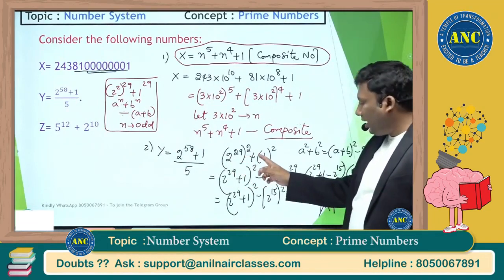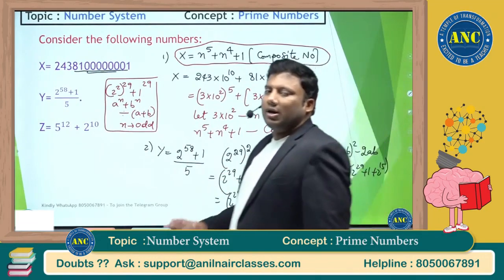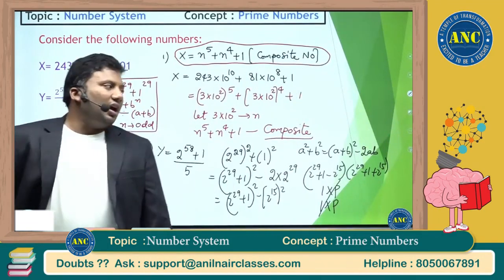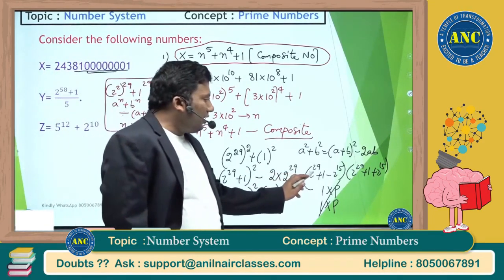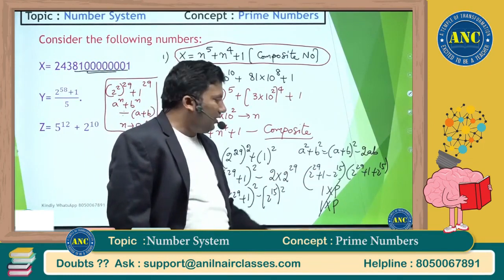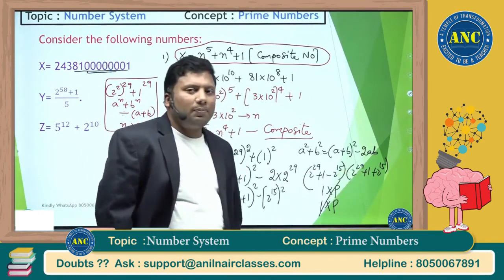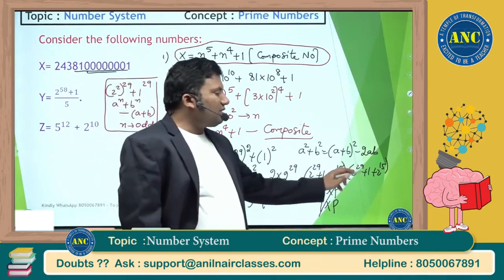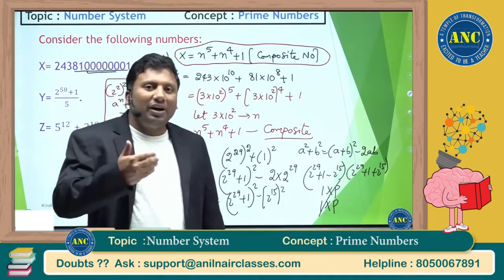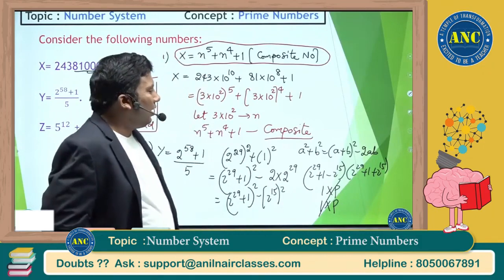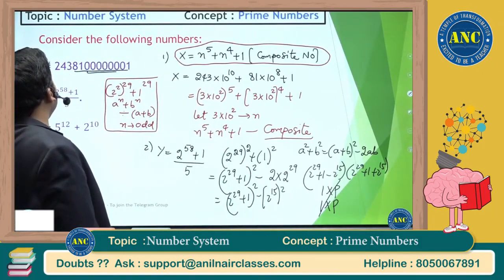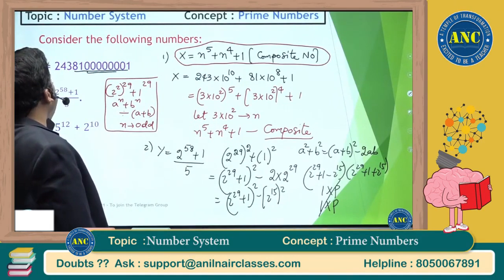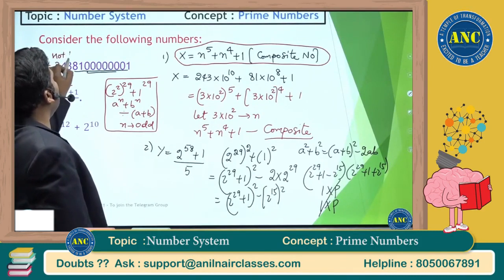So 2 power 29 square plus 1 square. A square plus B square can be written as A plus B whole square minus 2AB. So it is 2 power 29 plus 1 minus 2 power 15, and 2 power 29 plus 1 plus 2 power 15. It is 1 plus something, 1 plus something. If it is a prime number, it should have 1 as a factor, but none of them has 1 as a factor. So this is also not possible. Y is not prime and X is also not prime.